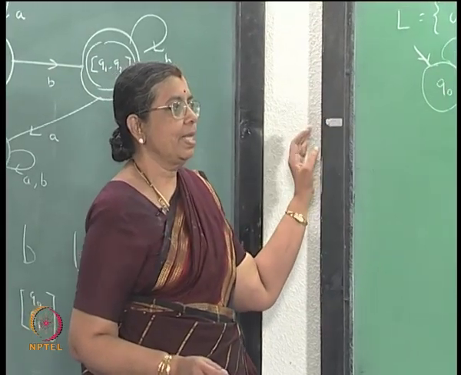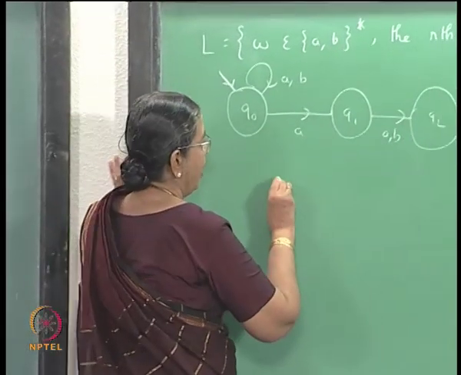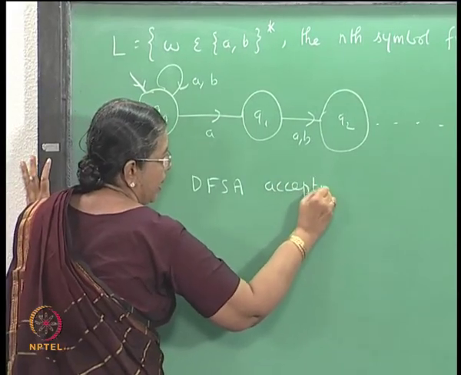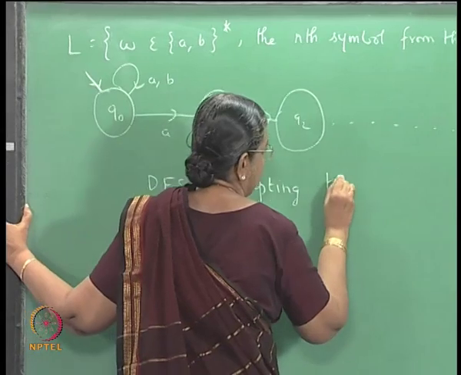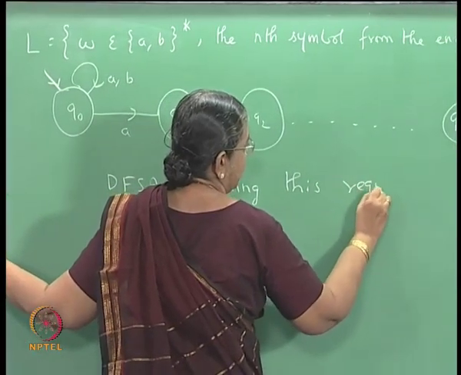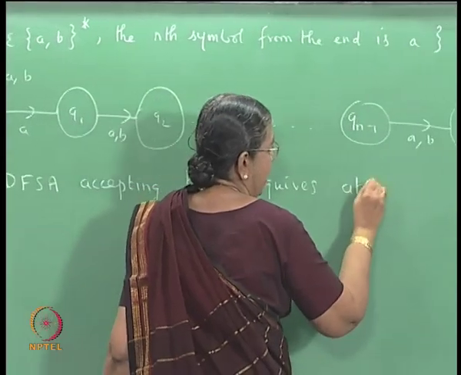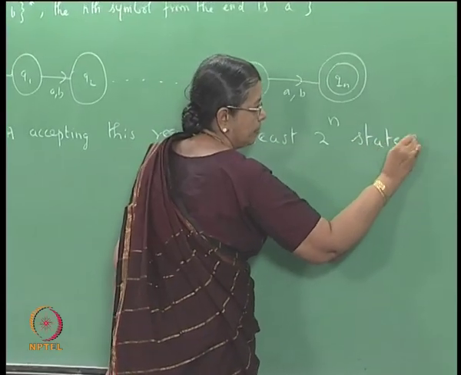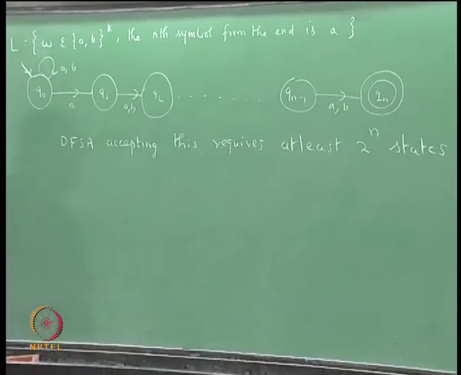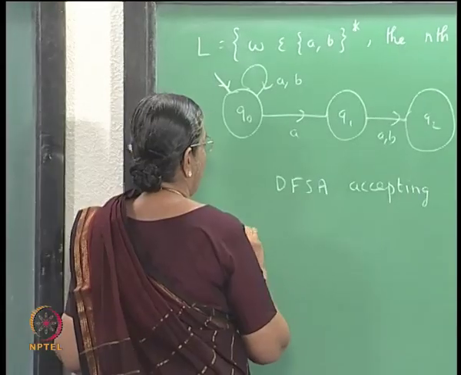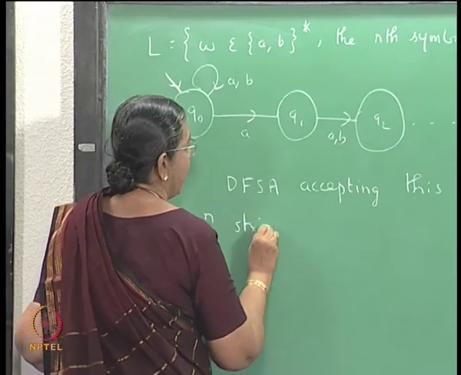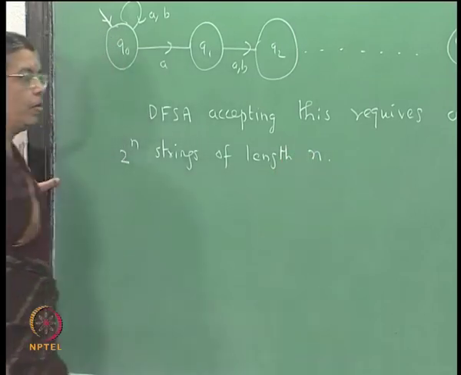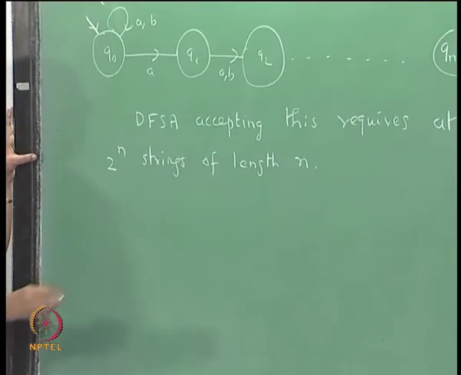To accept this by a deterministic automaton, the DFSA accepting this requires at least 2 power n states. Why? There are 2 power n strings of length n. Using A and B, you can have 2 power n strings of length n.